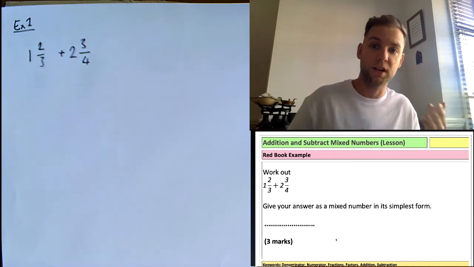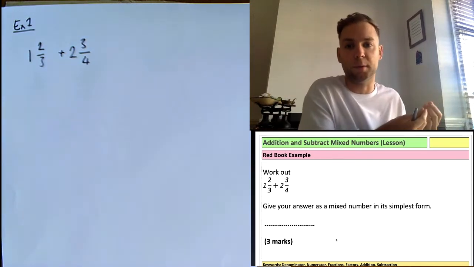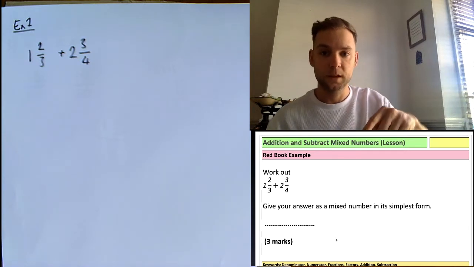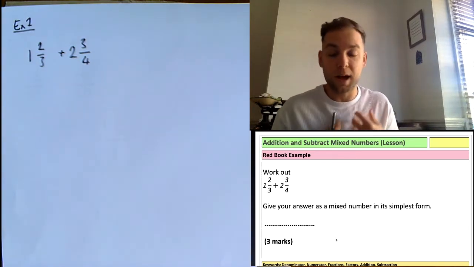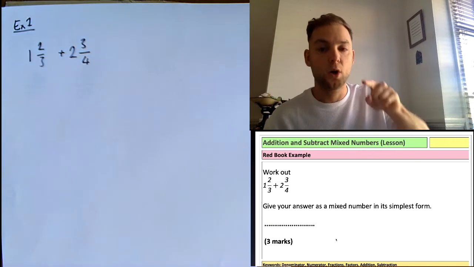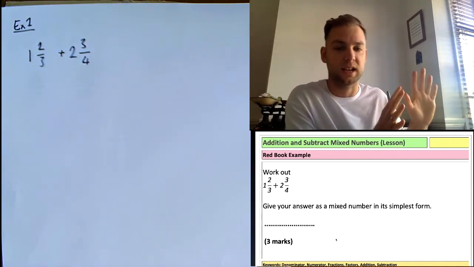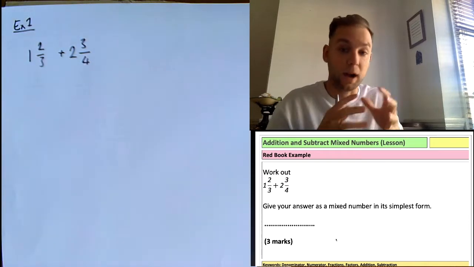The other method is converting it into an improper fraction first and then adding them. Now, if I'm honest, I prefer the first method. However, when we do subtracting, you have to use the second method. I always recommend using the second method for subtracting, so I am going to show you both.